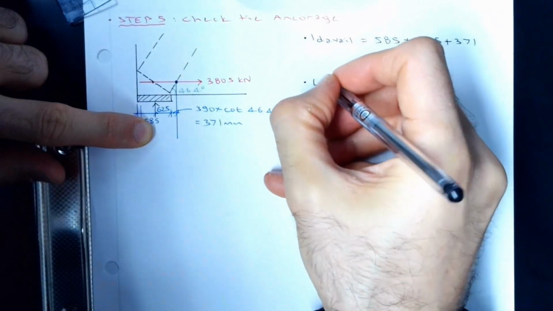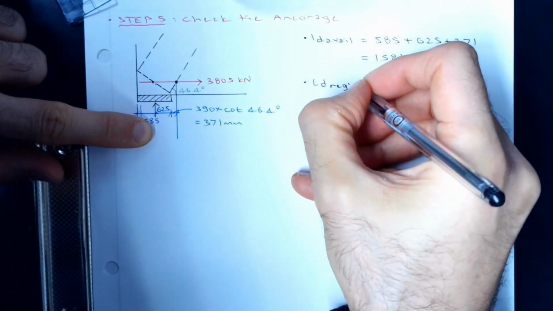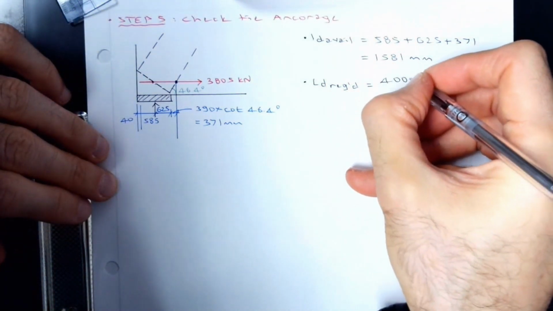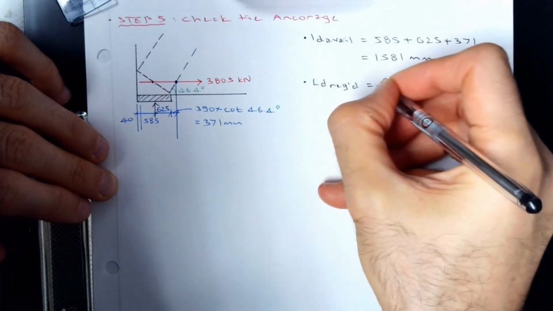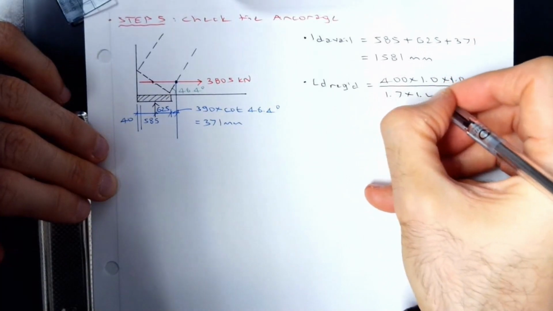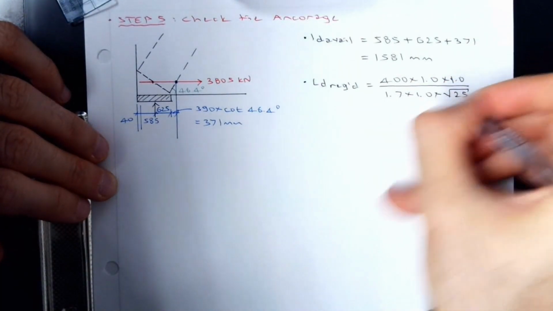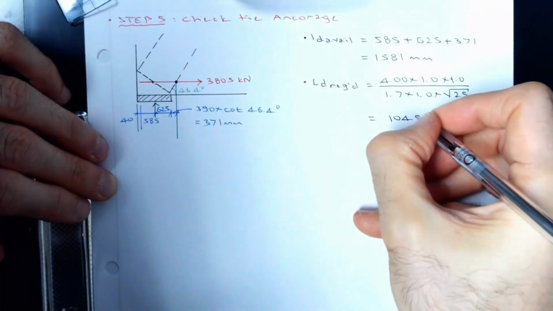What's required? Straight bar development length. So if you calculate this, which is Fy, we are at the bottom, so there is no 1.3 multiplier, it's just one multiplier. 1.7, 1.0, so just use your equations, this is nothing new. 1045. See, it's not going to require.